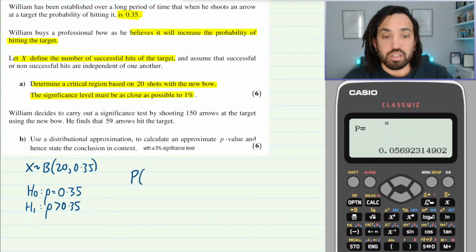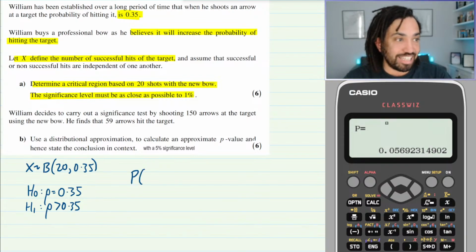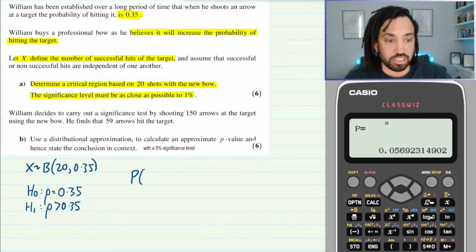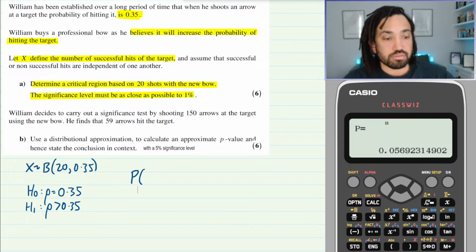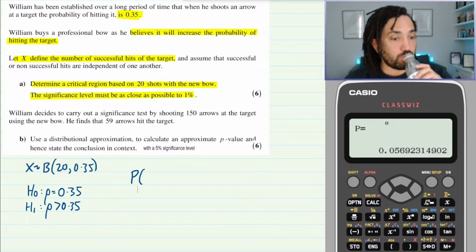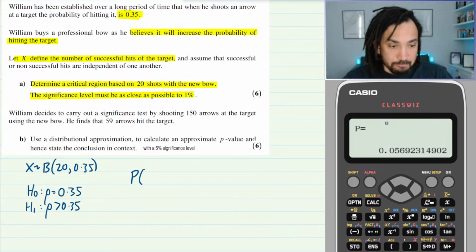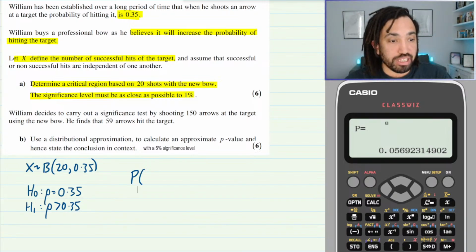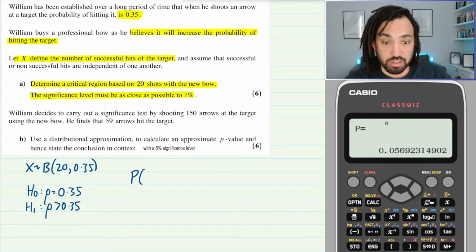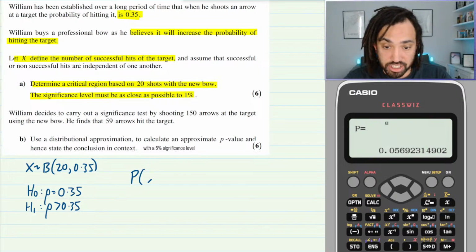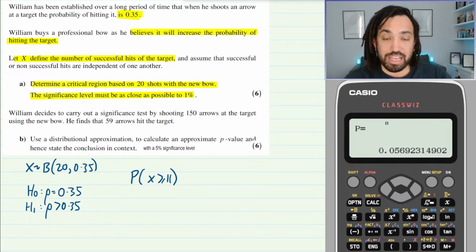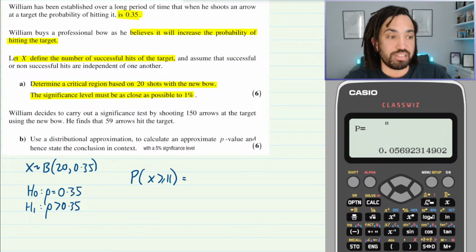Okay, so how many would we expect to get out of this distribution? What would be our expectation? How many would you think you would get, roughly? One or two? Five? We would get 7, because it would be 20 times 0.35, so we'd expect to get 7. So we're going to have to go higher than 7. So let's start off at maybe x is greater than or equal to 10.